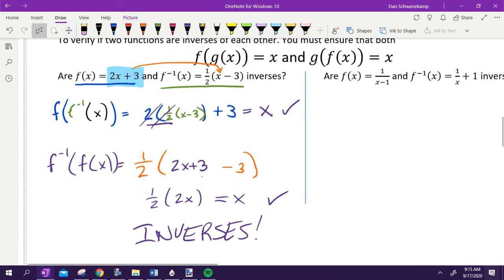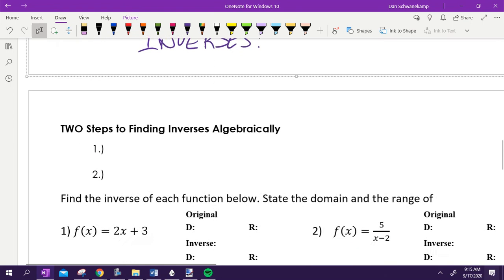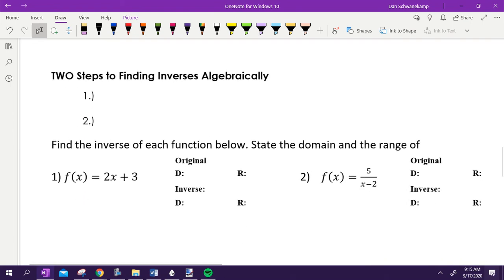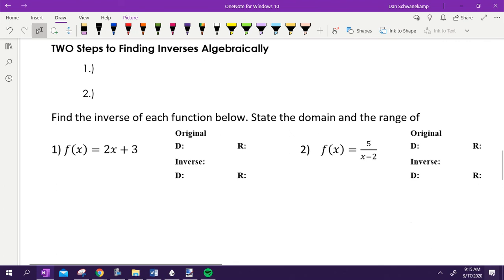We don't need to try it again, do we? Flip it over. Front side, we did it graphically. Back side, we're doing it algebraically. The trickiest thing about the back side is the domain and range. The actual finding it, easy.